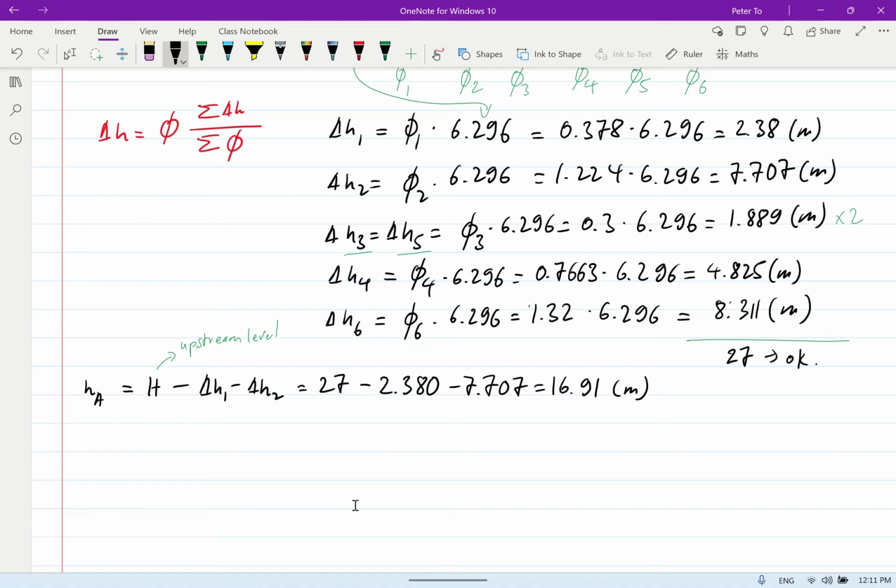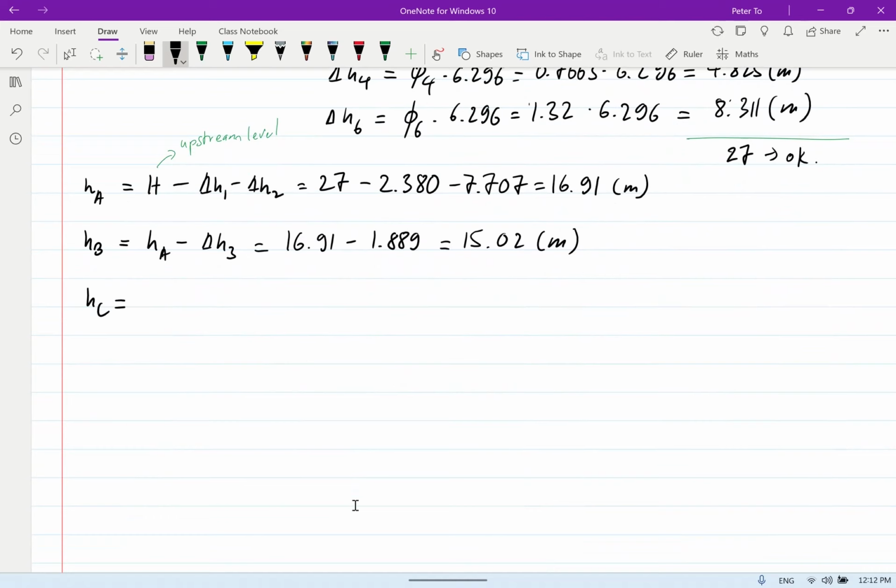Now at HB, I have it equal to HA minus the head loss in this fragment, which should be delta H3. So I have this one equal to 16.91 minus 1.889, and it is 15.02 meter.